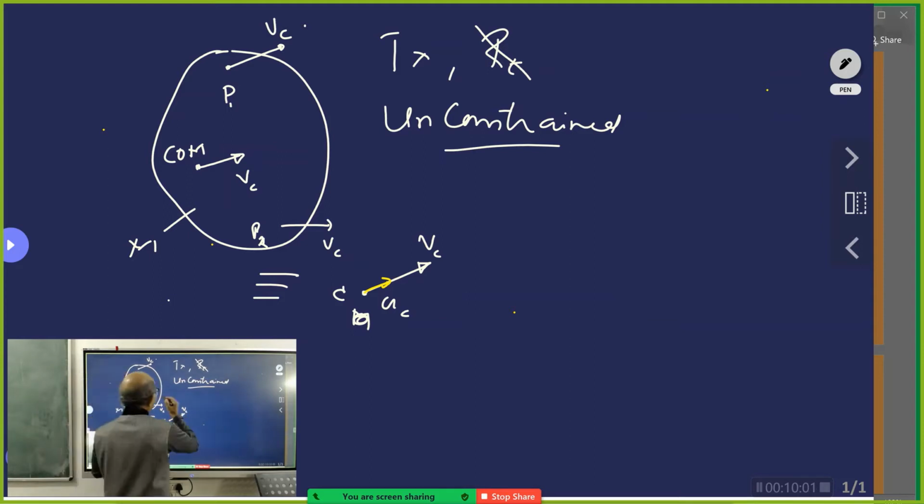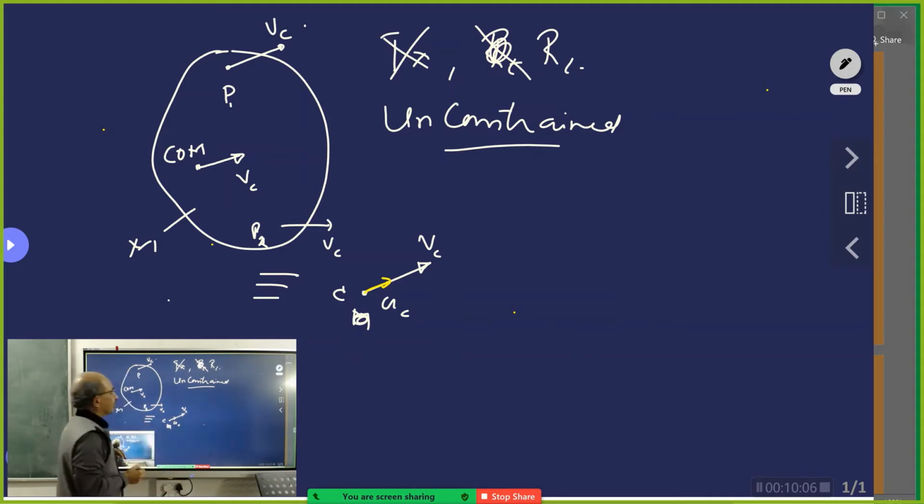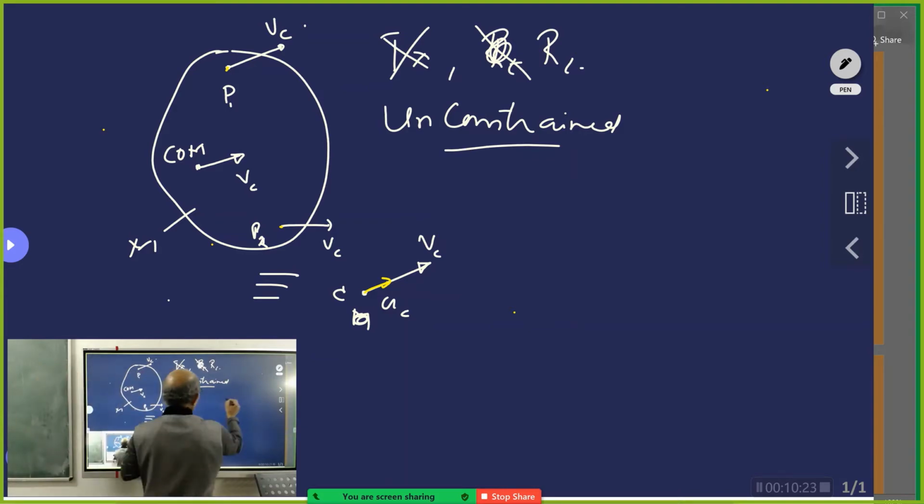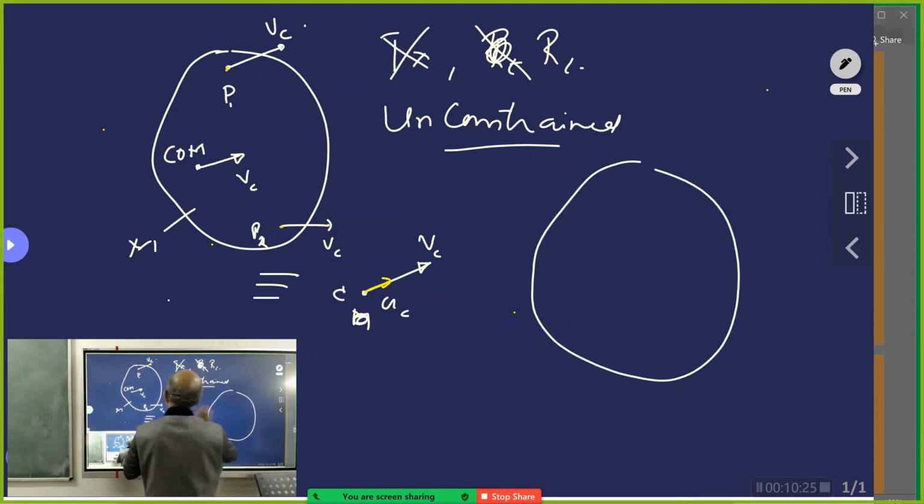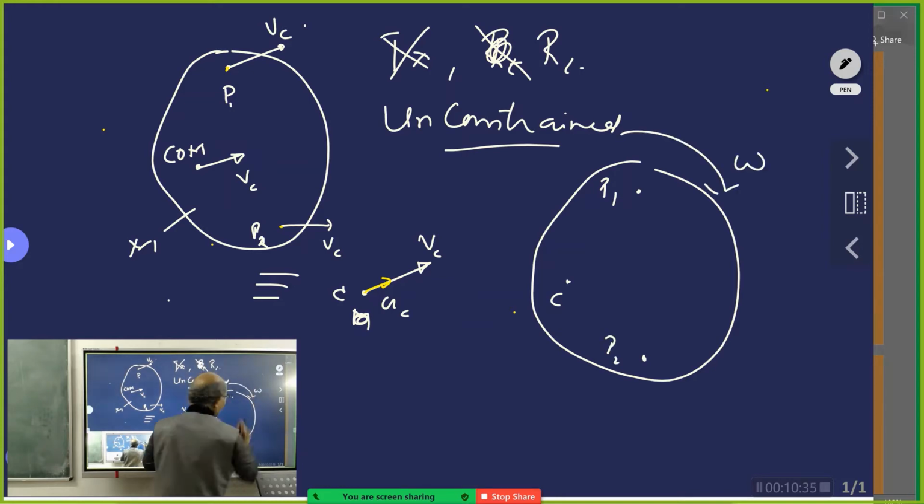Now the same body, I will say it is only rotating and not translating. Then what have you got to say about the velocity of this point and the velocity of this point? The magnitudes are same but the direction is different. Now, the same body, I will write it like this, the same two points, center, P1 and P2. Now I am telling that this is rotating with omega, only rotation.